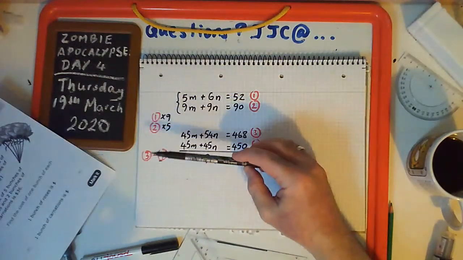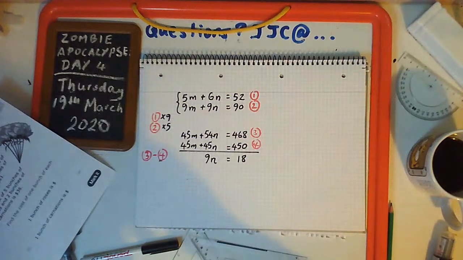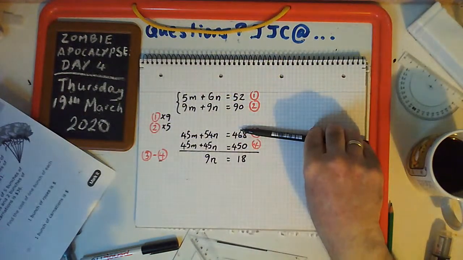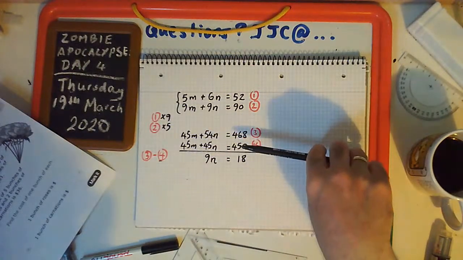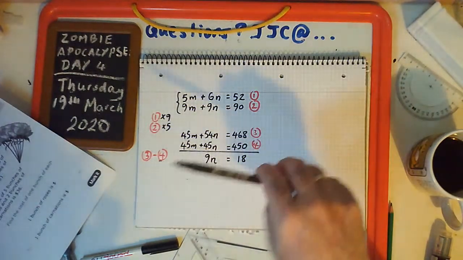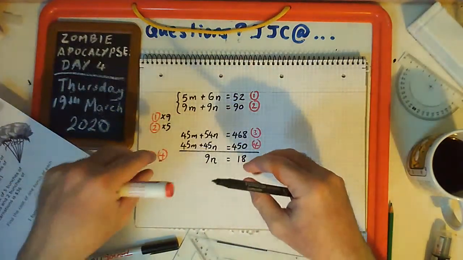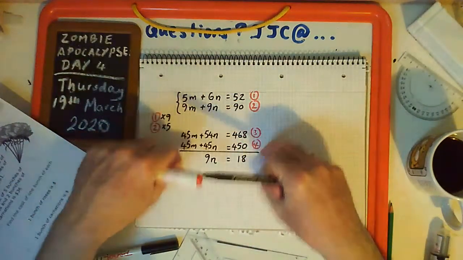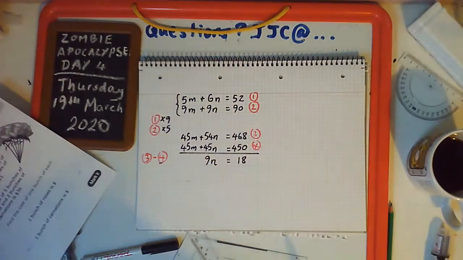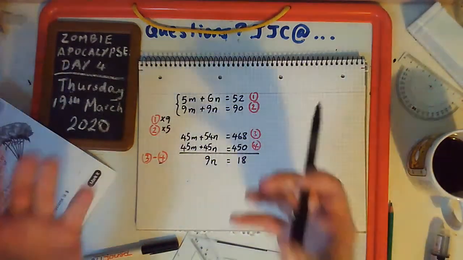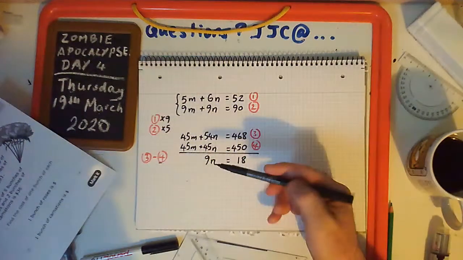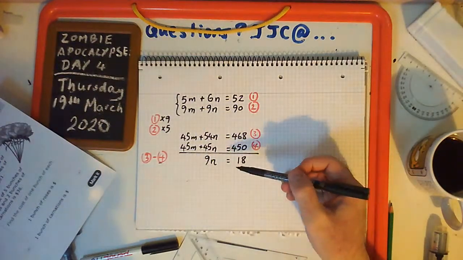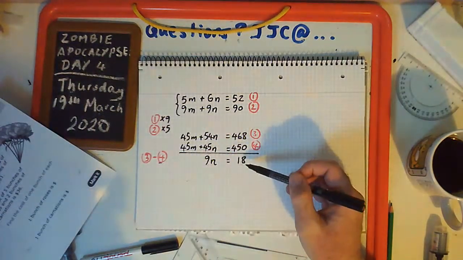Now, it just happened I did it as 3 minus 4 because the numbers in 3 were bigger than the numbers in 4. But if the numbers in 4 had been bigger, then there would have been nothing wrong with doing it the other way, taking the whole of equation 4 and subtracting the whole of equation 3. So as long as you're consistent and you're continually doing the same thing to both sides of any equation, then you're fine.